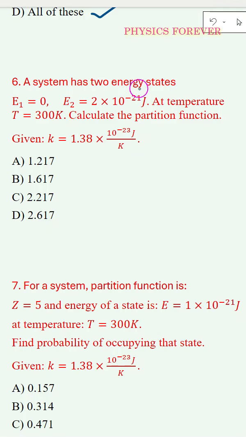Okay. So a system has two energy states, E1 and E2. By using the partition function, we can calculate. So the correct option is B. Okay. So you have to check it out.